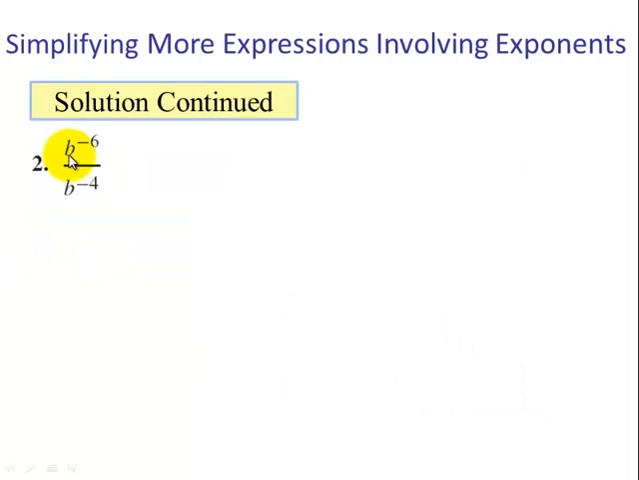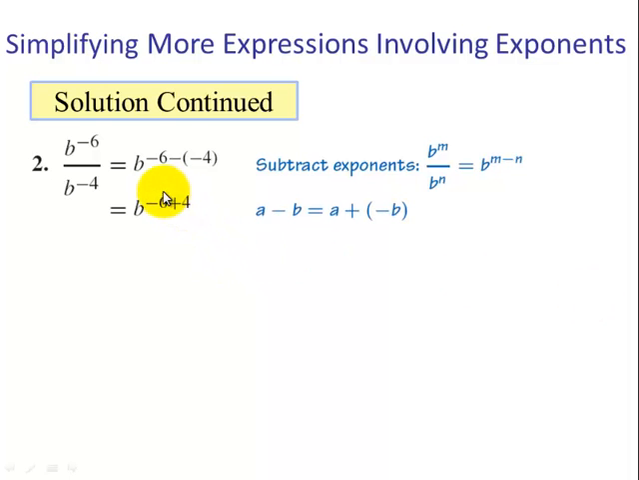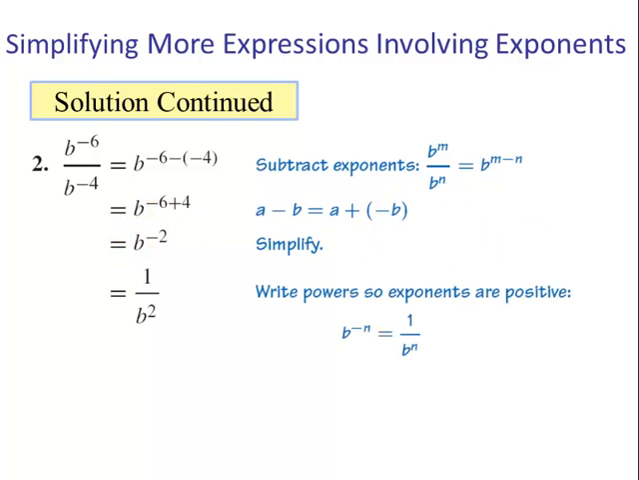Number 2, these are the same base, b, and since we are dividing, we will subtract the exponents. So this now becomes b to the negative 6 minus a negative 4. Subtracting a negative number becomes addition. So negative 6 plus 4 is a negative 2. To make the negative 2 positive, we do the reciprocal and change the sign, and we are finished.